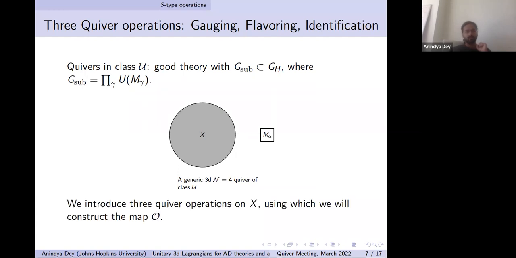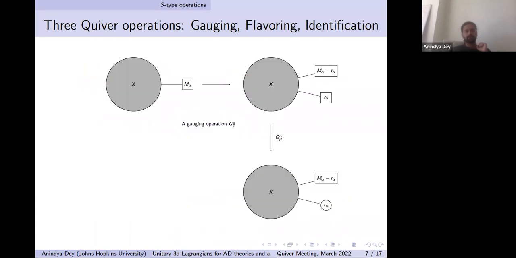Okay. So the first one is a gauging operation. What we do here is simply take U(M_alpha), split it into two flavor nodes, R_alpha and M_alpha minus R_alpha, and then gauge this R_alpha node.